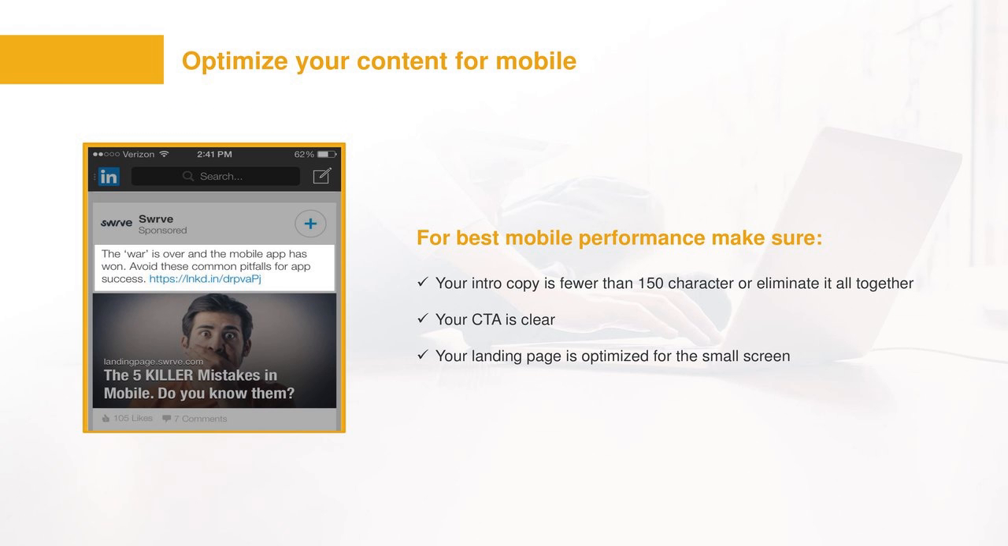Again with mobile, always make sure you optimize your content for mobile. For best mobile performance, make sure your intro text, the first part of your sponsored update, is always fewer than 150 characters, or you can also try to eliminate it altogether, but never go over that 150 character mark. Make sure your call to action is clear and concise, so the user knows exactly what you're trying to get them to do. And probably most importantly, make sure your landing page is optimized for the small screen, specifically how we're getting such high engagement levels from mobile devices.